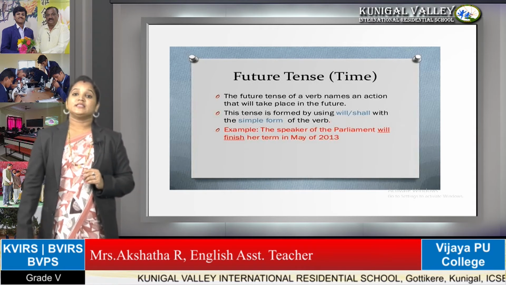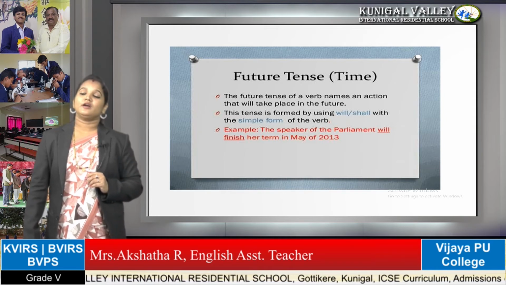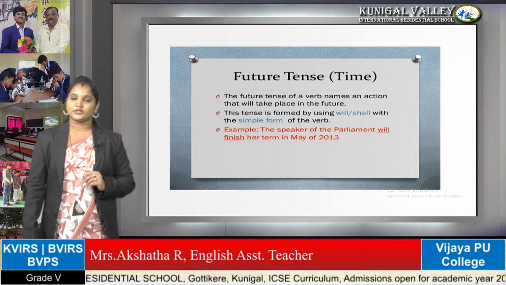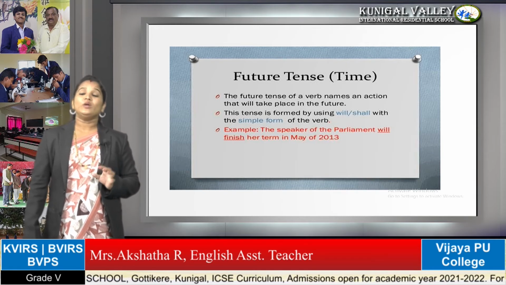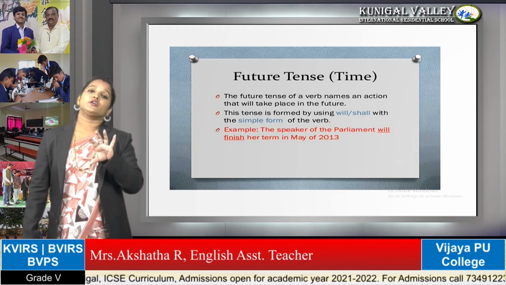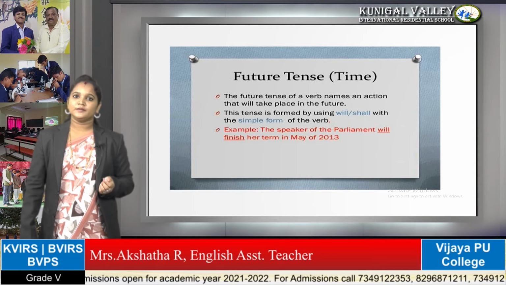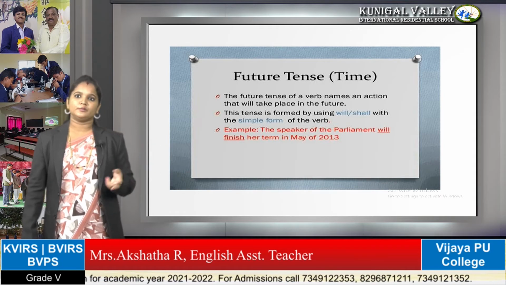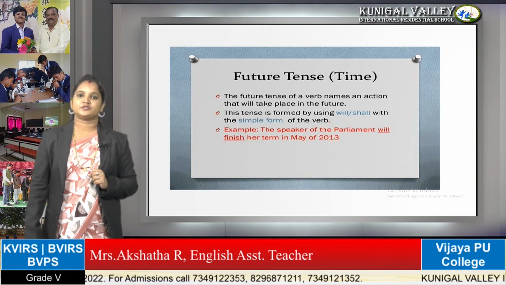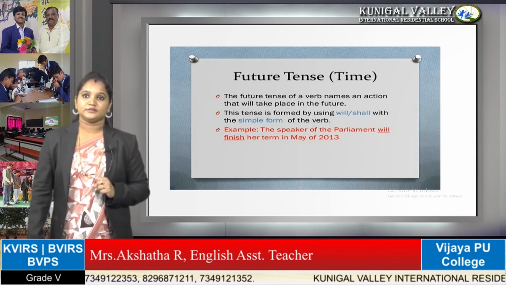For example, the Speaker of the Parliament will finish her term in May of 2013. Here, the Speaker of the Parliament is the subject. We are talking about the Speaker of the Parliament. Will finish. Will is the word which decides that it belongs to the future tense form of the verb, and finish is the simple form of the verb. There is no plural form, no singular form, no past tense form, nothing. We are just writing the main form of the verb, that is finish, her term in May of 2013.